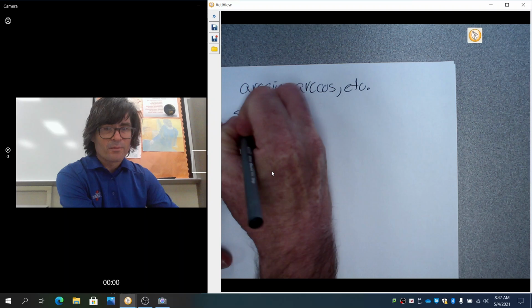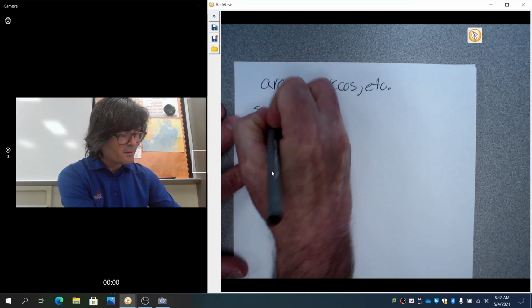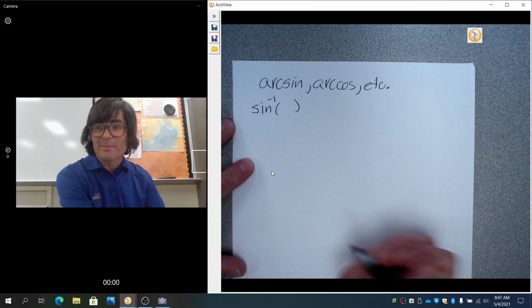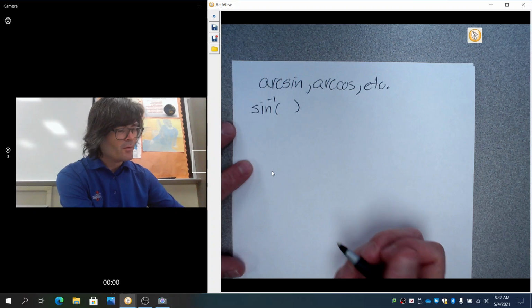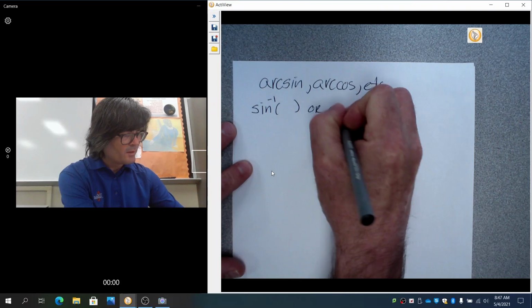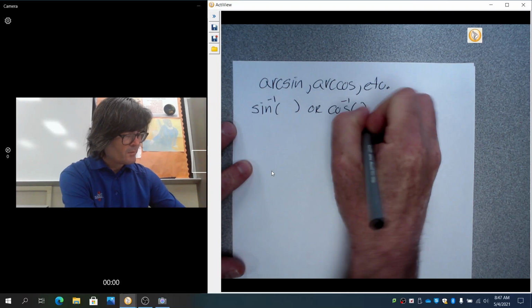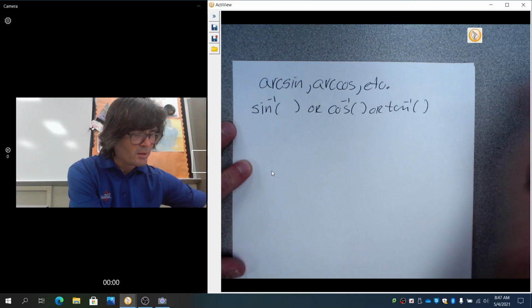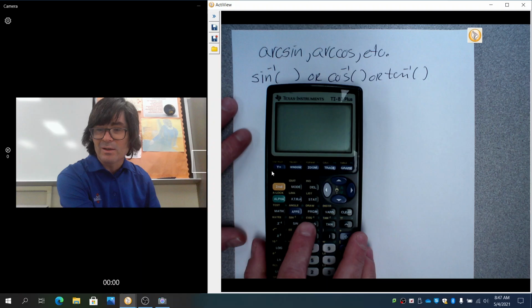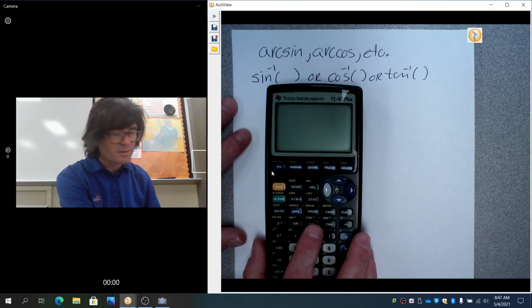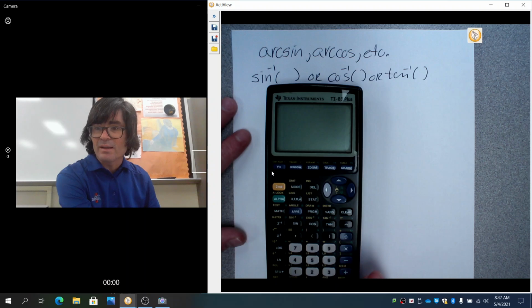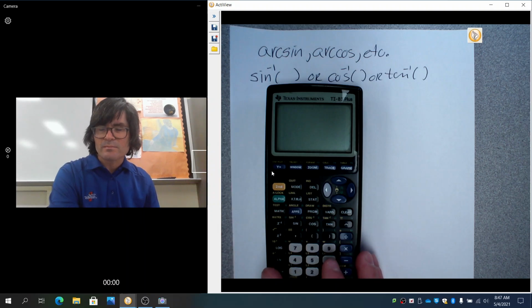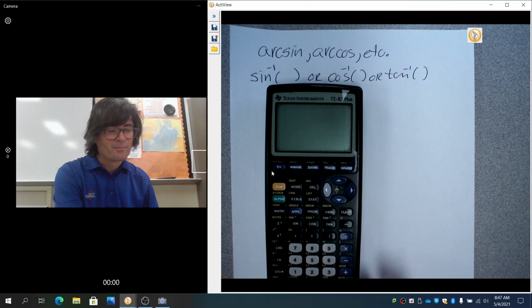Also, if you have sine minus 1, with a little minus 1 up there, that means the same thing. Or we'll say inverse cosine or even inverse tangent. Those mean the same thing. On your calculator, if you look up above the sine, cosine, tangent, you see a sine minus 1, cosine minus 1, tan minus 1. Those are the inverse trig functions. So let's just kind of start out dealing with what they are.